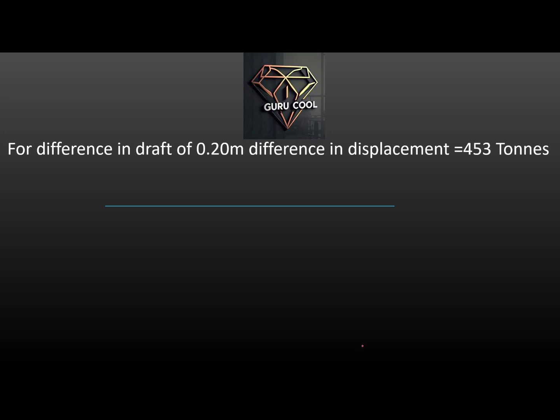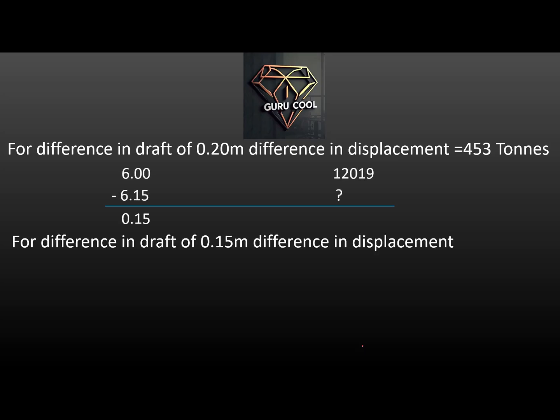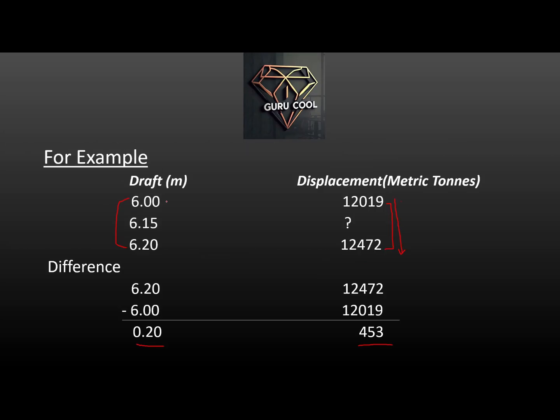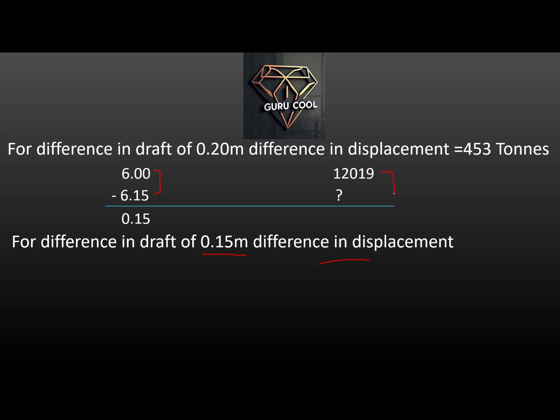Now to find the displacement at a draft of 6.15 meters, we have to find the difference of 6 meters and 6.15 meters. Now we have to find the difference in displacement for 0.15 meters. So 0.15 meters is the difference between these drafts, and once we get the difference in displacement, that will be the corresponding difference, then we will add. As we can see here, the displacement increases as the draft increases, so we have to add. If the corresponding value is decreasing, then we have to subtract. But now it's increasing, so we have to add.